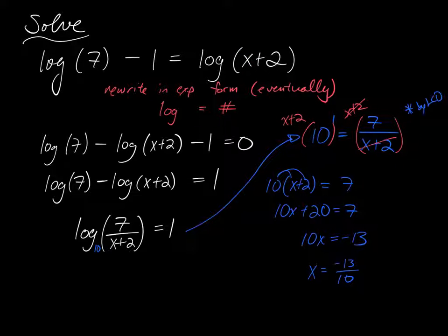Cool. So negative 13 over 10 plus 2. Oh, I don't know what negative 13 over 10 is. Let's approximate it as a decimal. It's negative 1.3.